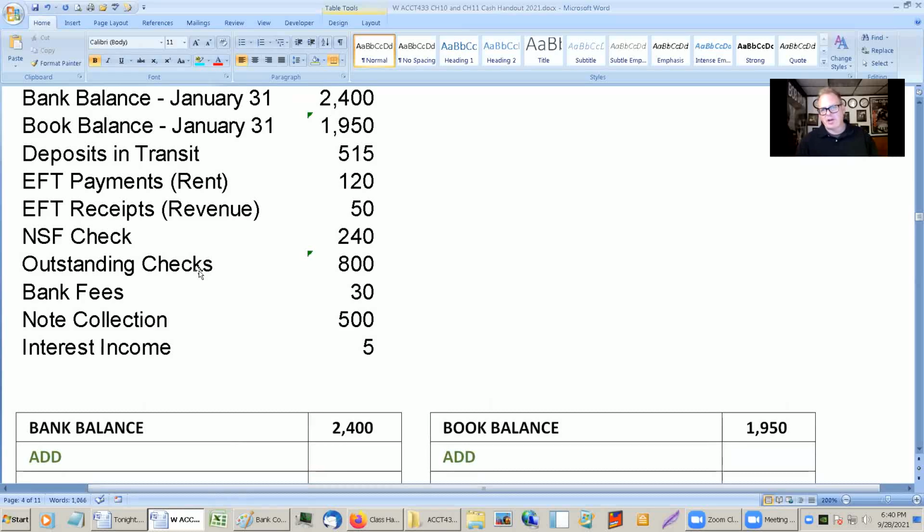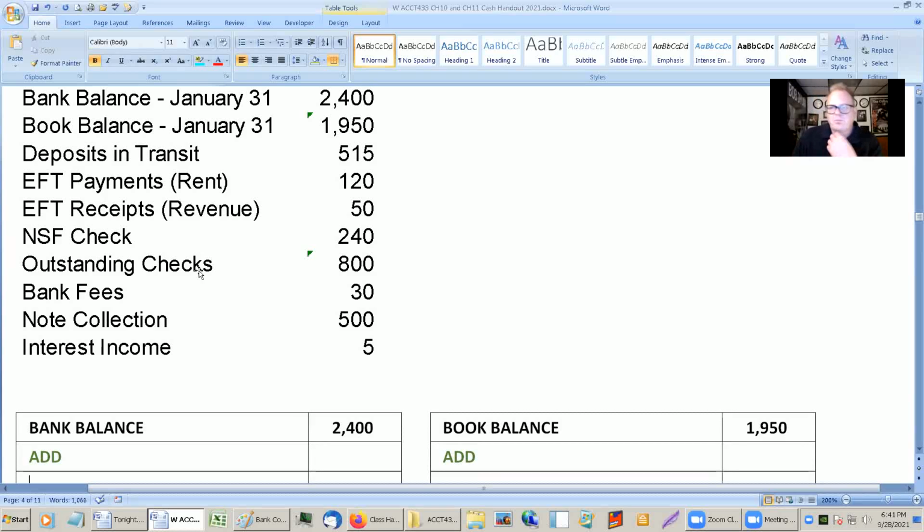Okay, deposits in transit. If you make a deposit on 12/31 at 4:58 in the afternoon, is that going to be in your bank account that day? No. Nope. That's what a deposit in transit is. Something made near the end of the period, usually the last day of the period. You made a deposit, and you know that you put it in the bank, but the bank doesn't know it. The bank says, no, we've got to wait for that to clear and all this kind of stuff.